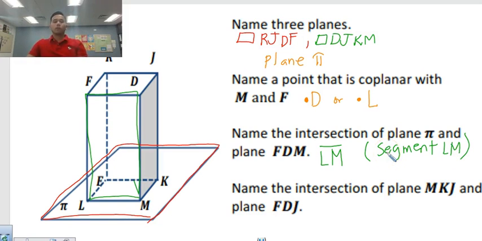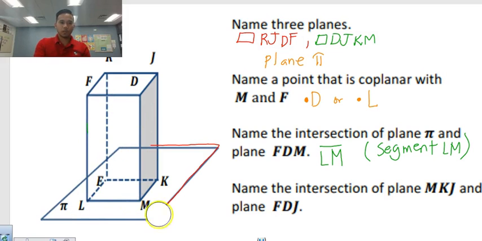All right, and the last question, guys. Name the intersection of plane MKJ and plane FDJ. Again, let's mark the two planes that we have. So we have MKJ, this is MK and J. It talks about the side plane here, MKJ, and what is the intersection? We have to name the intersection of MKJ and FDJ.